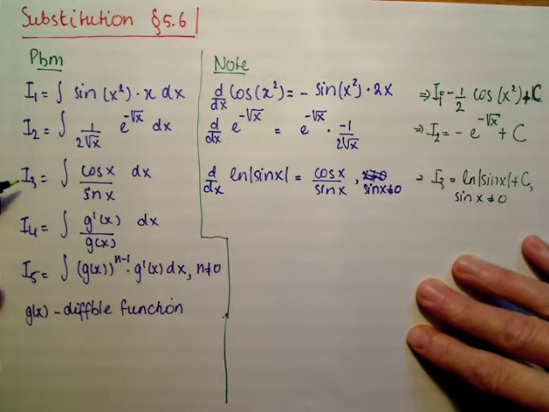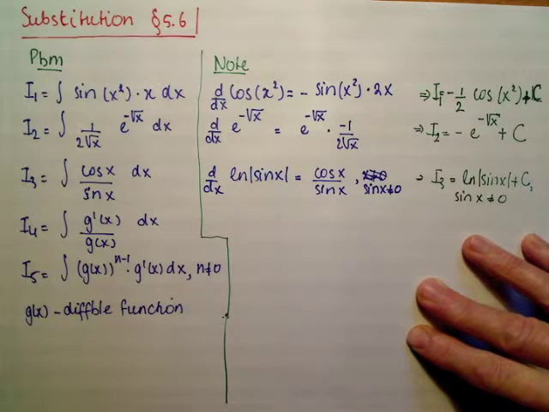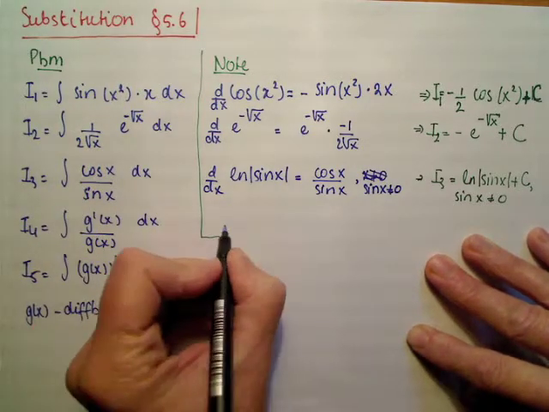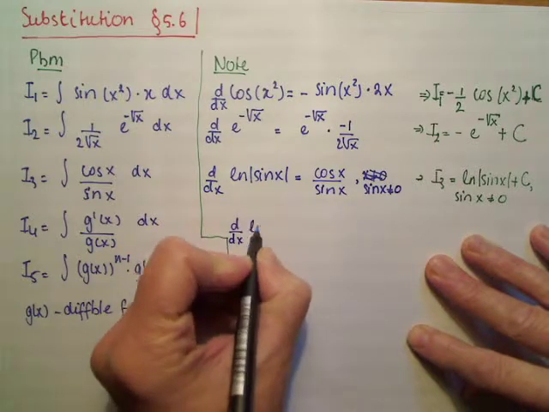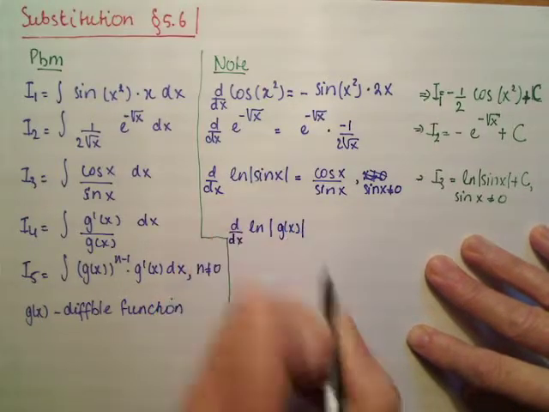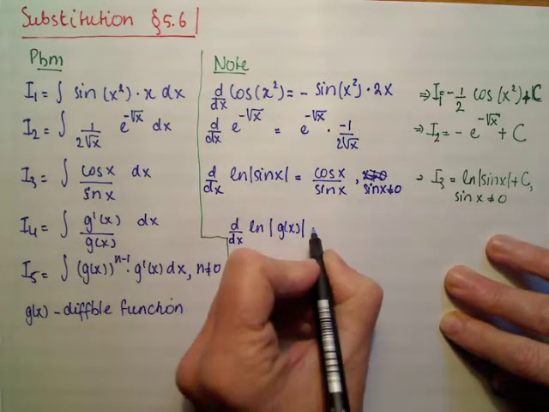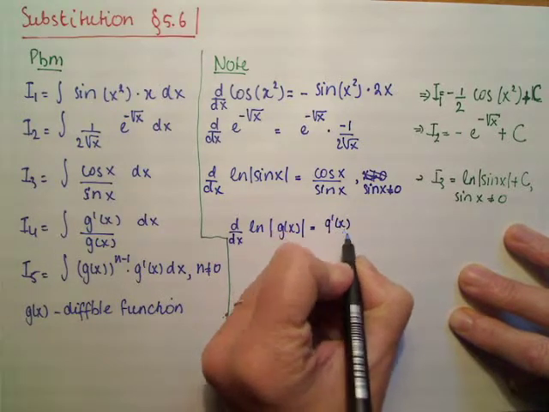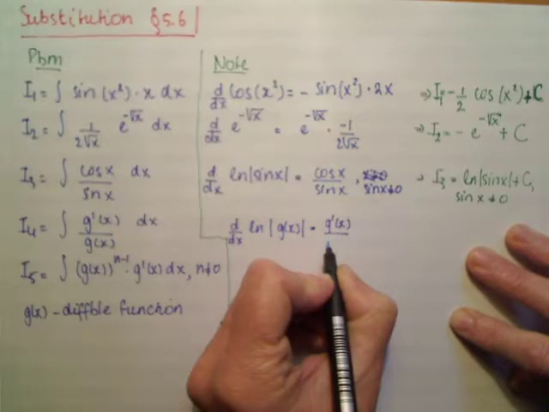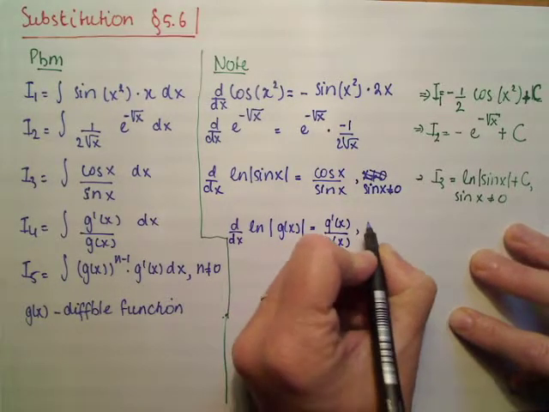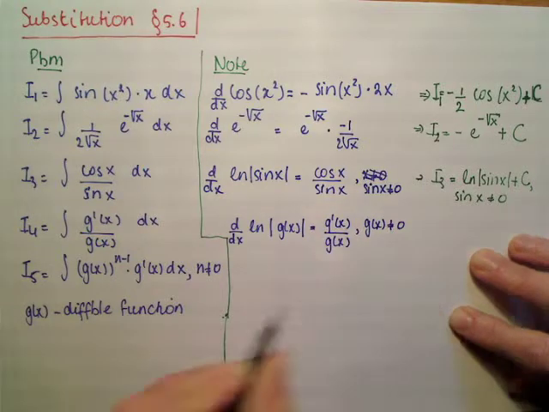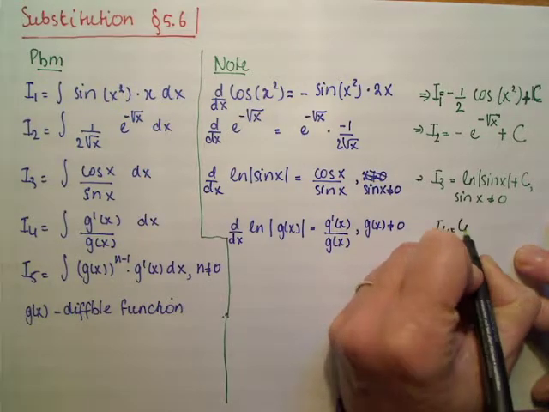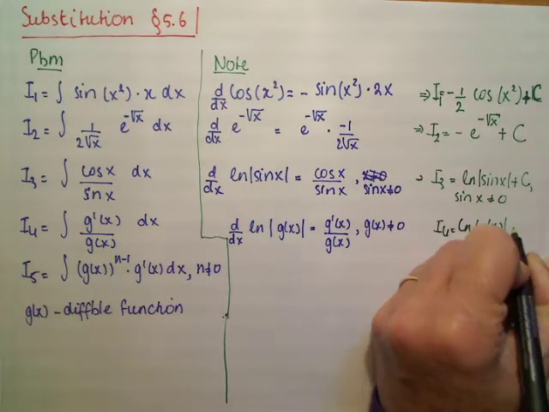Now, the third integral is, of course, a special case of the fourth one, where we take g of x equal to sine of x. So you get a similar form, namely the logarithm of the absolute value of the function g of x. And if you differentiate and distinguish the cases where g of x is positive and g of x is negative, then we get the same thing. It's g prime of x, the derivative, divided by g of x. And then again, the required integral is equal to the natural logarithm of this function g of x in absolute value.